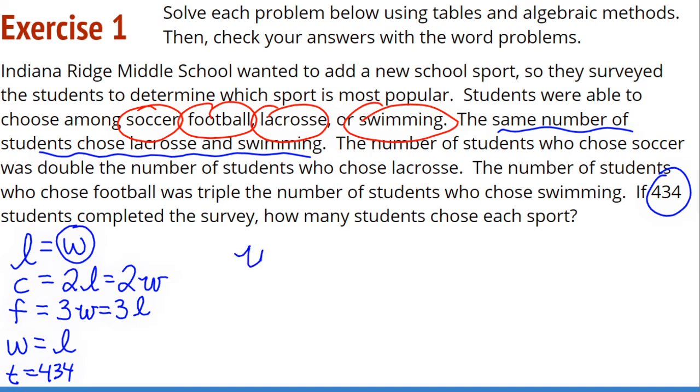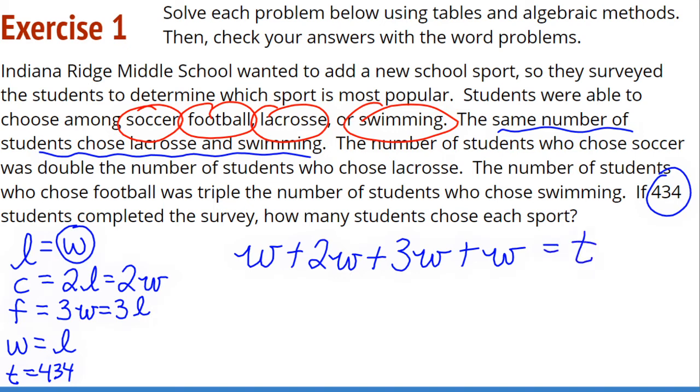So I'm going to have the number of students that picked lacrosse, which is the same as the number that picked swimming. I have 2 times that many that picked soccer. I have 3 times that many who picked football. And then I have the same number again, obviously, that picked swimming. And all of this together is going to be equal to my total number of students. So if I were to now combine all of my like terms, I've got 1 W here plus 2 W's, that'll give me 3 W's, plus 3 more, which gives me 6 W's, plus 1 more, which is going to give me 7 W's, and that is going to be equal to my total, which is 434.